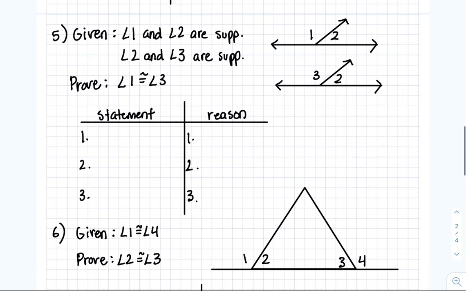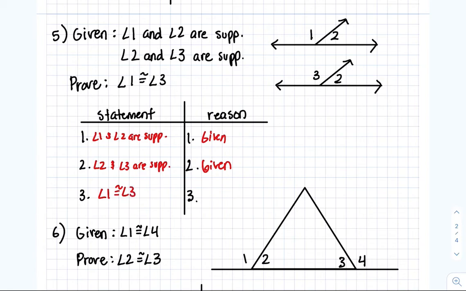Alright, here we go. 5. Okay, 5, rule of thumb. Let's just write down our given statements, right? Okay, these are both given, right? Now, 1 and 2 are supplementary to each other, and 2 and 3 are supplementary to each other. So, since they're both supplementary to the same angle, that forces angle 1 to be congruent to angle 3. Why? Congruent supplement theorem.